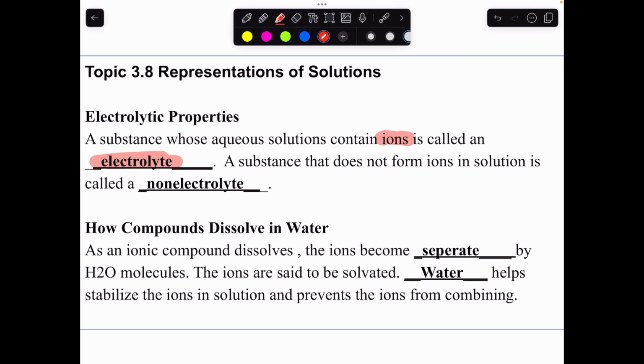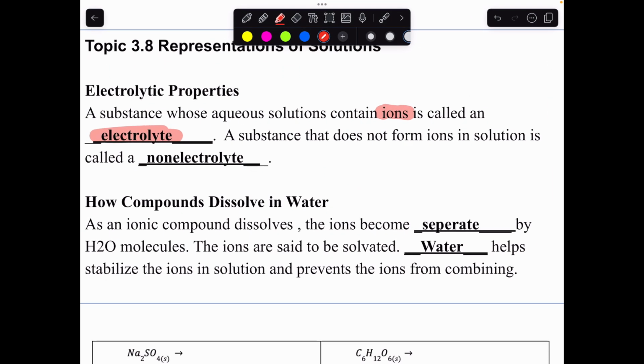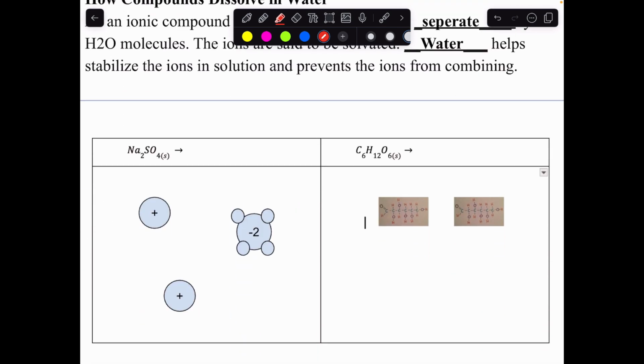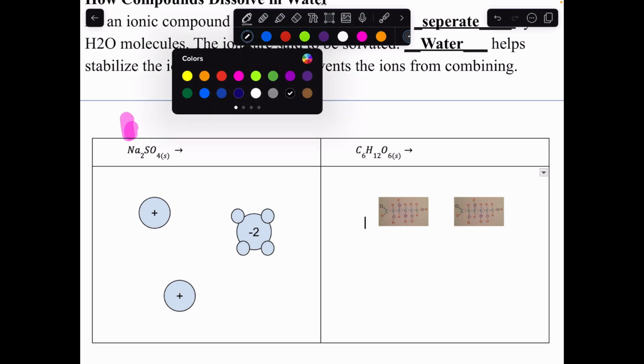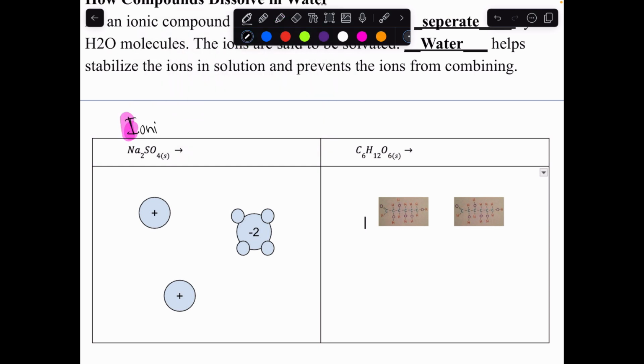Okay, so when an ionic compound dissolves, the ions separate, and the water helps stabilize the ions and prevent them from combining. So let's go ahead and draw on these pictures the interaction that these molecules would have with water. Our first one here is our ionic example. Just like we did before, ionic would break apart, so we'd get 2 Na+, which is already shown to us, plus SO4 2-, which is aqueous.